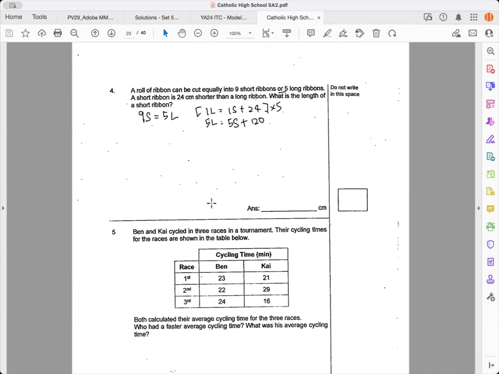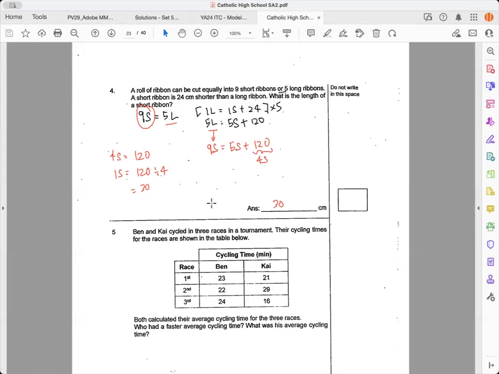Now you can see that this is the same as this, right? So I can replace the 5 long with 9 short. 5 short plus 120 will be equal to 9 short. So 9 minus 5, 4 short, right? So 120 is equivalent to 4 short. 4 short is equal to 120. 1 short is equal to 120 divided by 4, which is 30. And that's the answer, the length of a short ribbon.